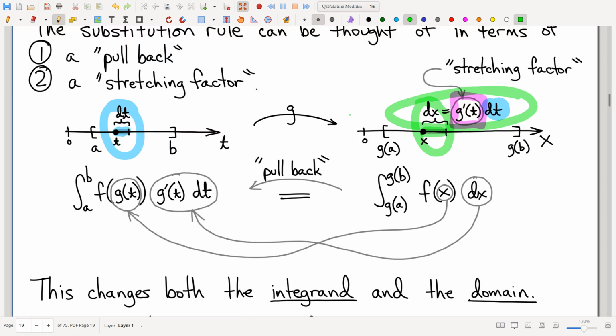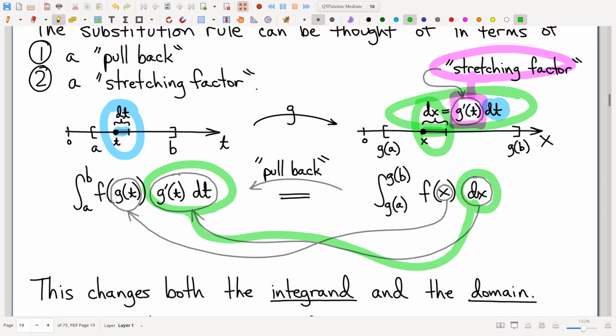And so by what factor did it get bigger? Well, it got bigger by a factor which is g prime. So I'm going to call g prime the stretching factor. And this is a very convenient little geometric intuition that we're going to use when we get to the multivariable version of this. And you can see it right here in the algebra. dx literally turns into dt times that stretching factor. And from an algebraic point of view, you can think of it as we have to insert the stretching factor to account for the fact that dx and dt are not the same.